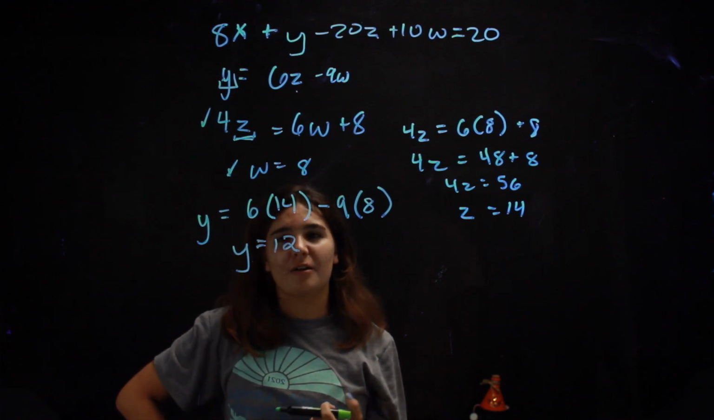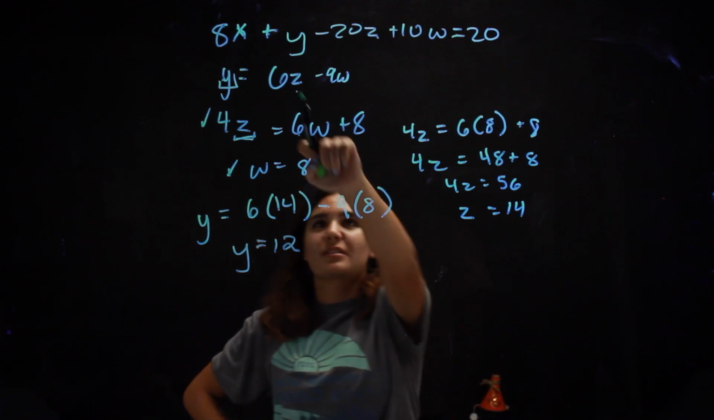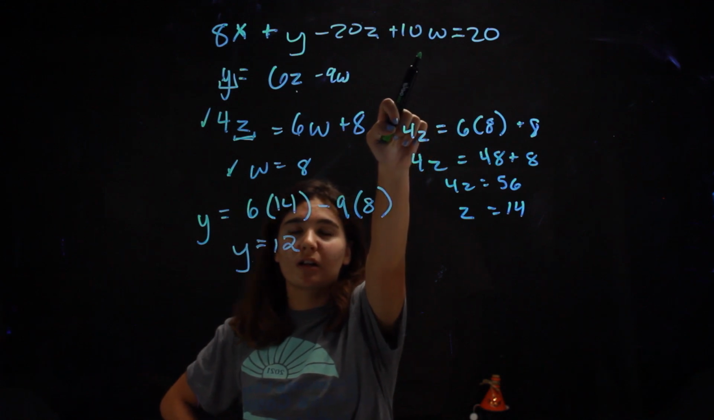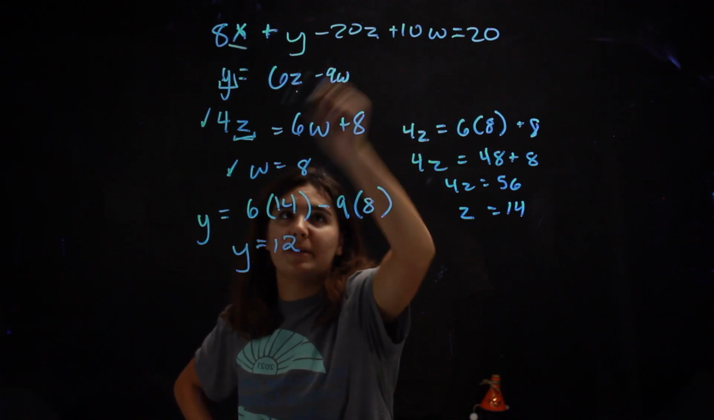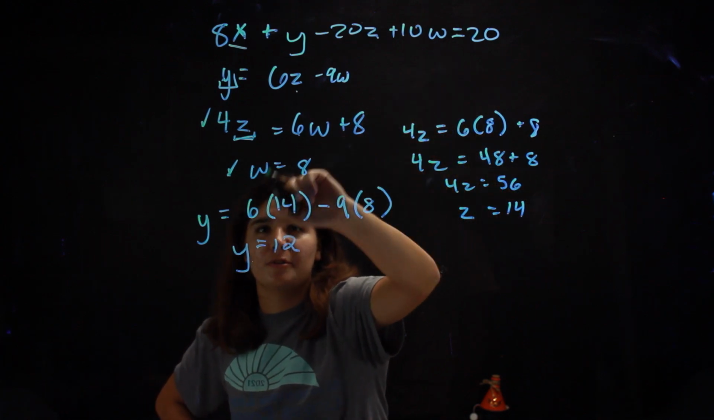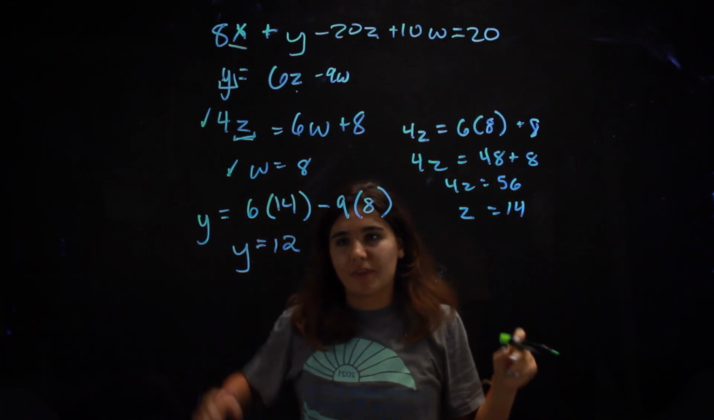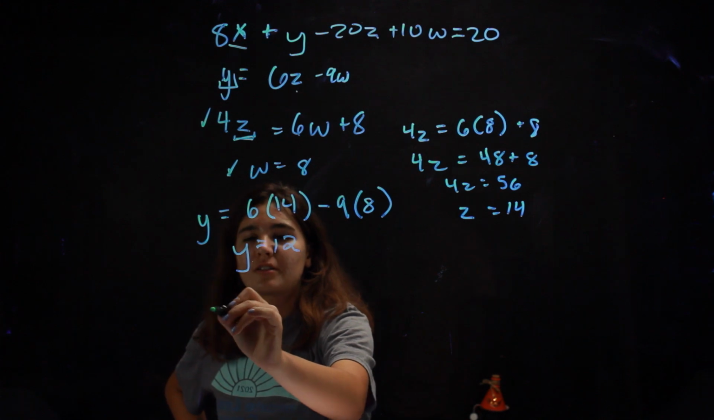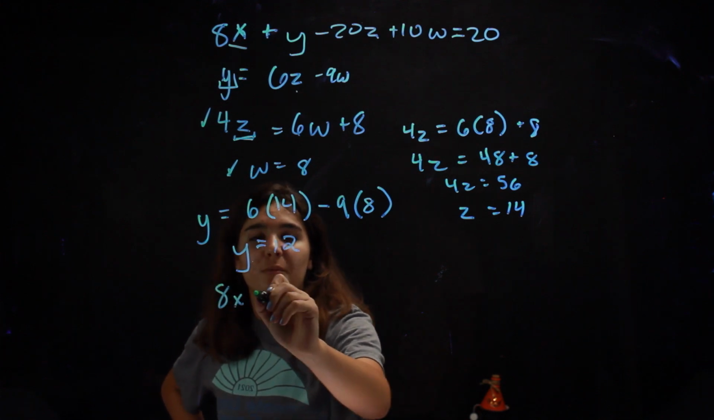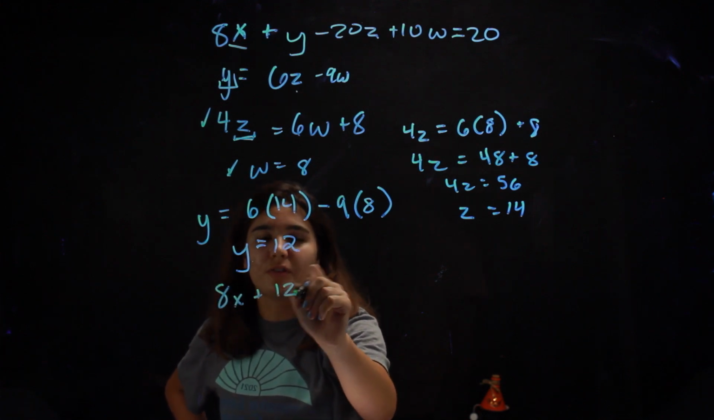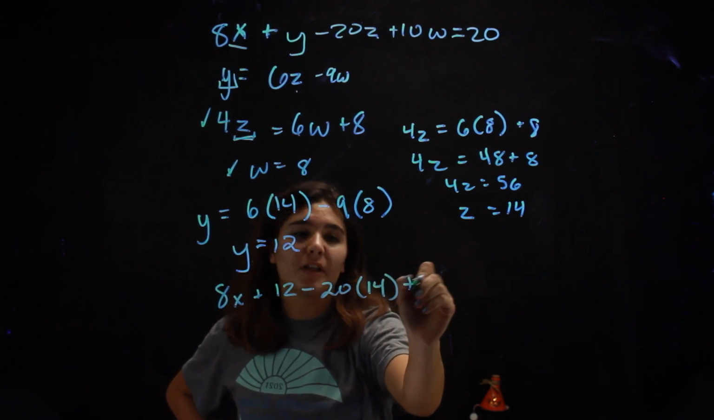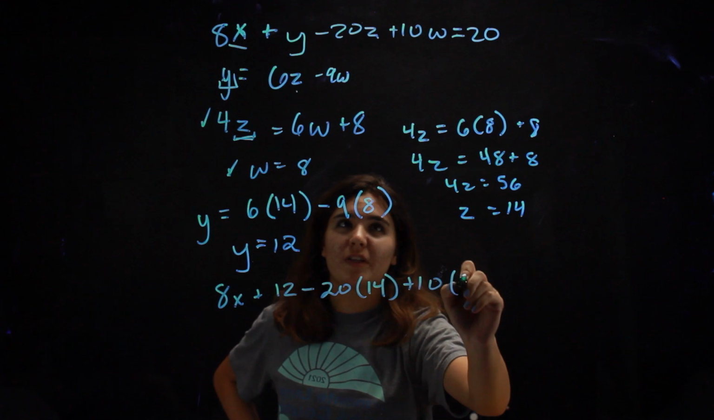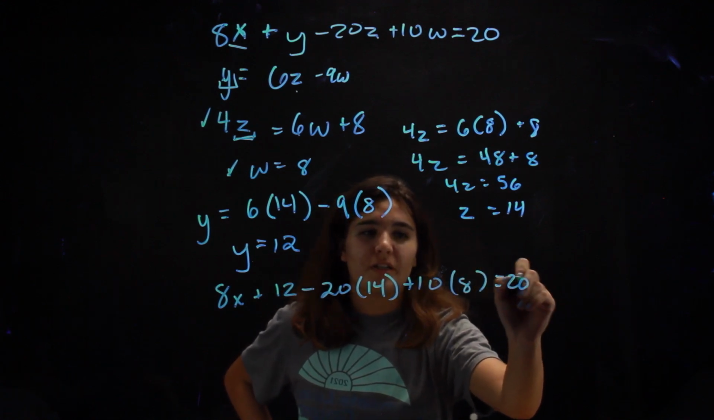Okie doke. And now we can solve this final thing for the missing variable, which is x. We have y now, we have z, and we have w. So I'm just going to show you how to do that. So we're going to have 8x plus y, which is 12, minus 20 times z, which is 14, plus 10 times w, which is 8, is equal to 20.